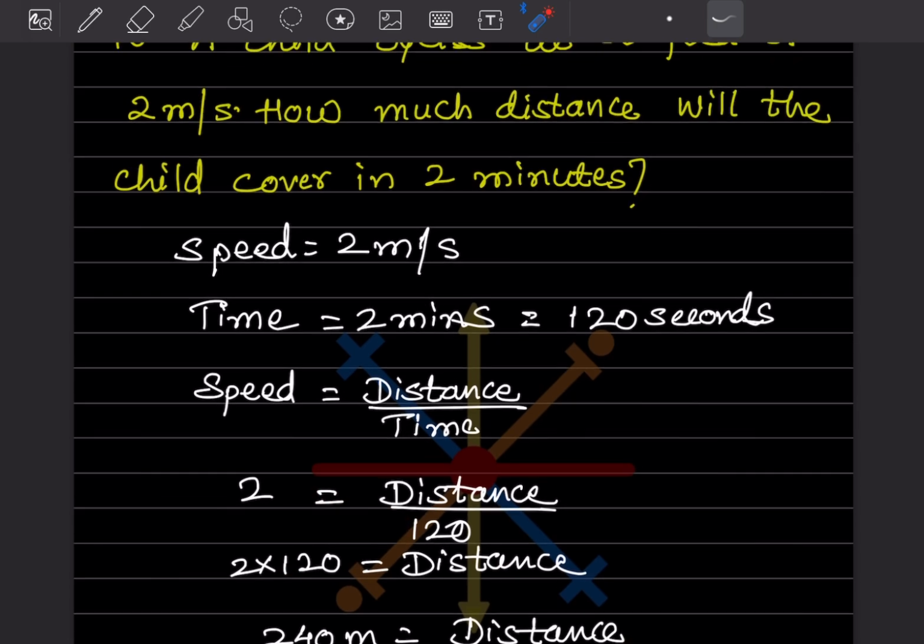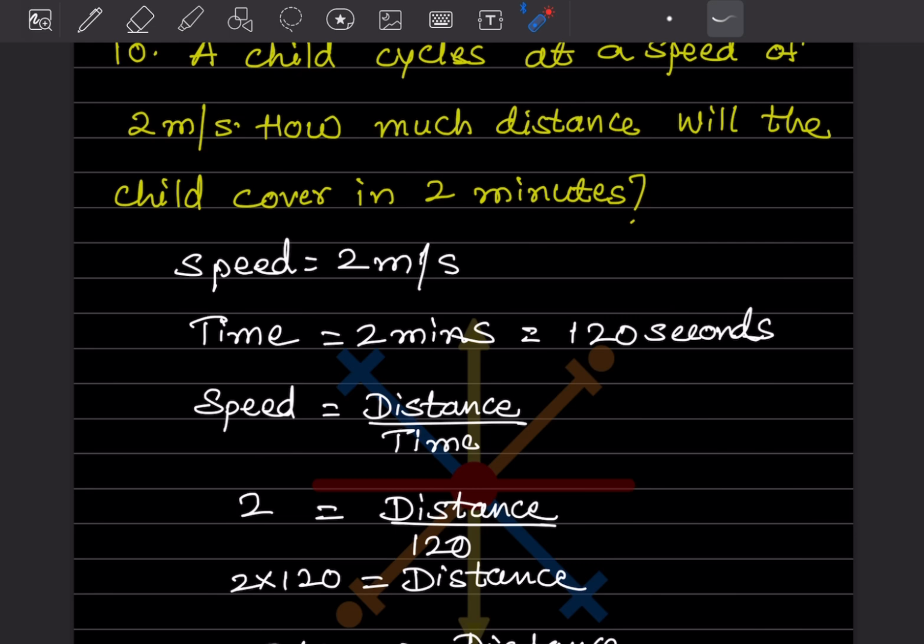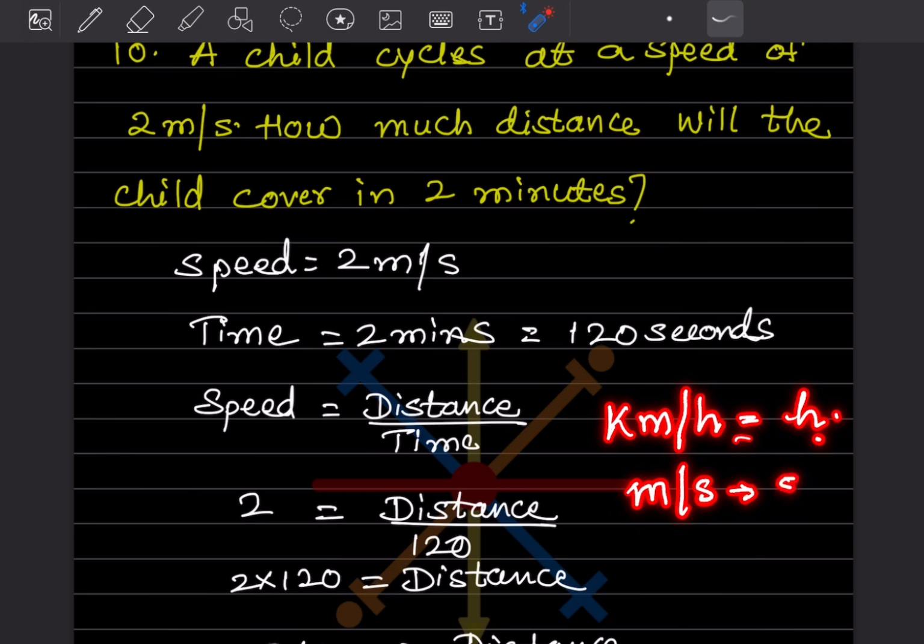Now have a look at what conversions have been done. The other calculations are very simple. Only the conversions are important, how to do them. So once again, I will repeat. Whenever the speed is given in kilometers per hour, the time should be in hours. If it is not in hours, you have to convert it to hours. And whenever the speed is meters per second, the time should be in seconds and not minutes. If it is not in seconds, you have to convert it to seconds.